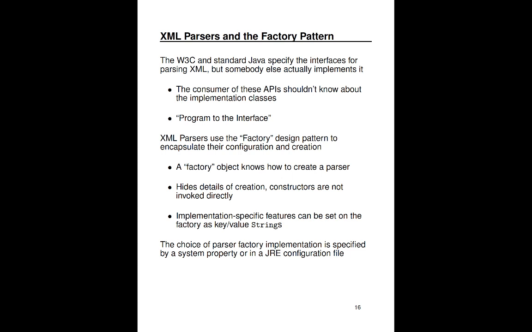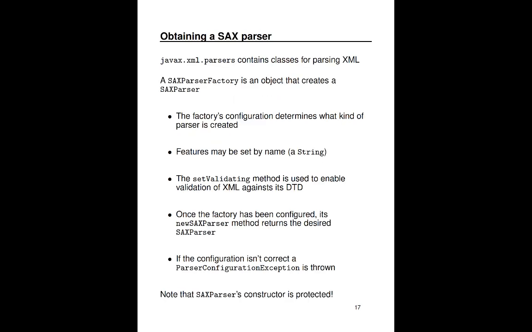So when it comes to creating a parser, you don't invoke the APIs directly. Instead, you rely on a factory object that knows how to create and configure the parser. This not only hides the details of creation, it means that you don't have to invoke constructors directly, but also allows all those details to change out from underneath you in newer versions of the implementation. Now, there are some things about the implementation that can be exposed to the factory, and one of the mechanisms for doing that is by setting what are called features on the factory, which are simply key value pairs that are sent down to the implementation.